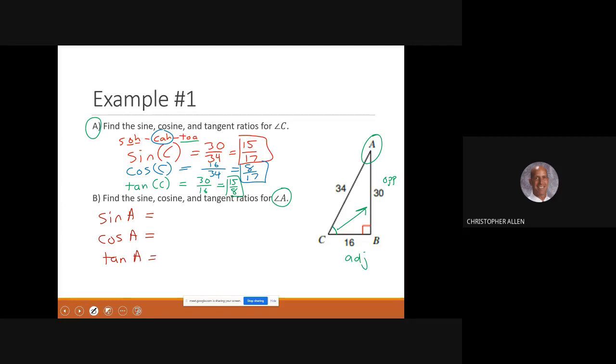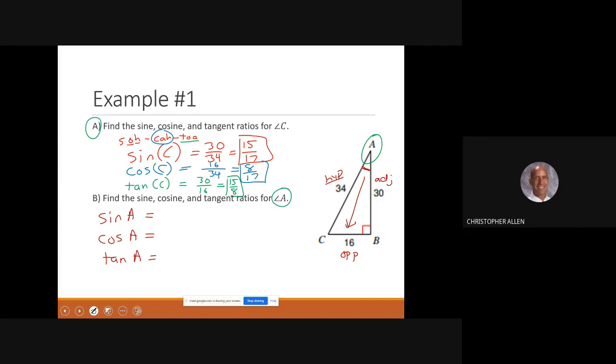Okay, so let's go ahead and look at this. Now, if we're talking about angle A, I'm going to have to get rid of all this stuff I've written on this one already, because if I'm up here at angle A, if this is the angle I'm trying to focus on, this is still and always going to be the hypotenuse, but now this is the opposite leg, and now this is the adjacent leg.